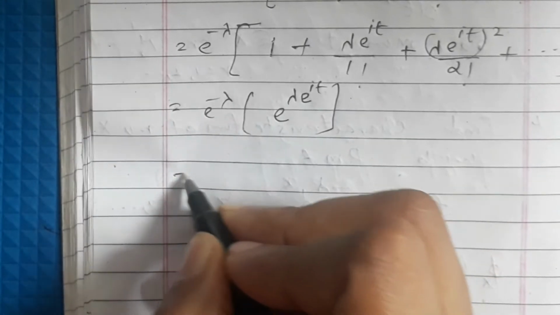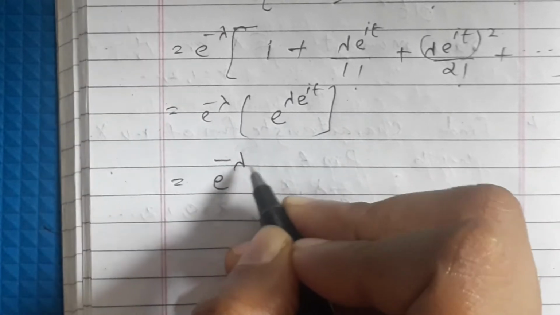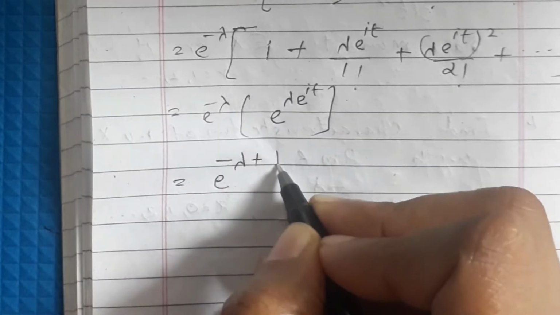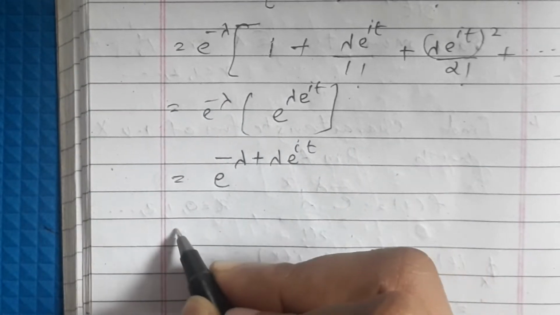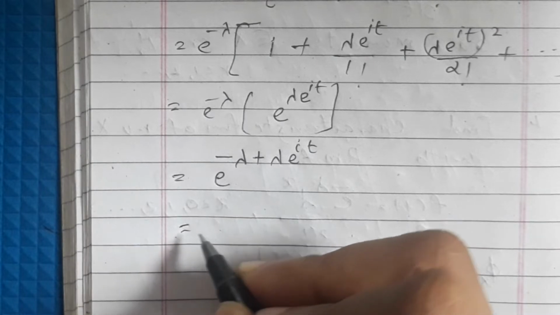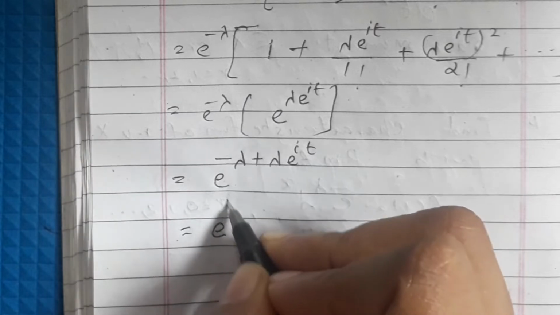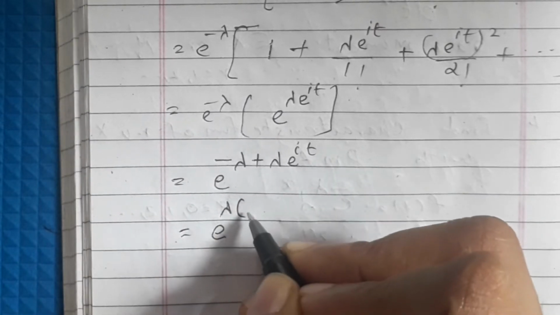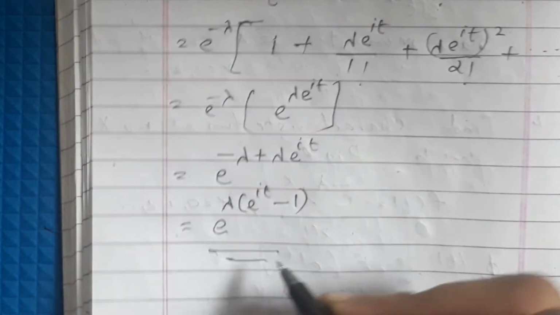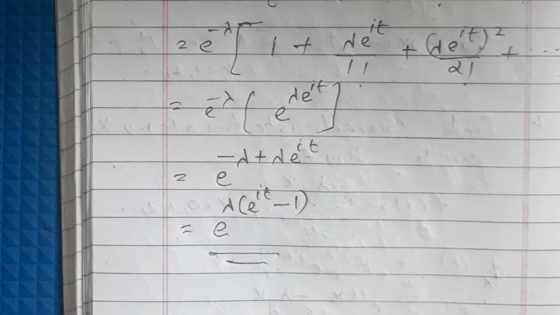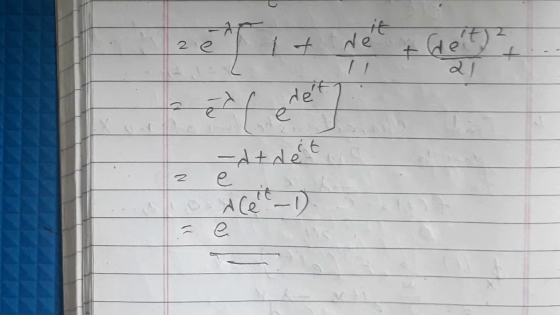Okay, so multiplying we get e raised to minus lambda plus lambda e raised to i t, which is equal to e raised to lambda into (e raised to i t minus 1). So the characteristic function of the given distribution is e raised to lambda into (e raised to i t minus 1).